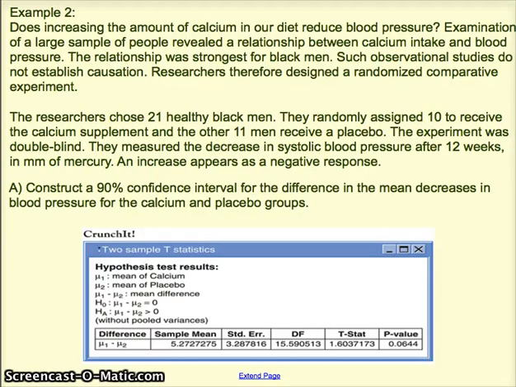Okay, this is the second example here again, looking at two sample t-tests for means, two sample t-intervals for means. Why don't you pause me and give this a read?